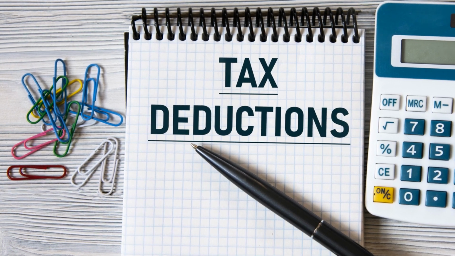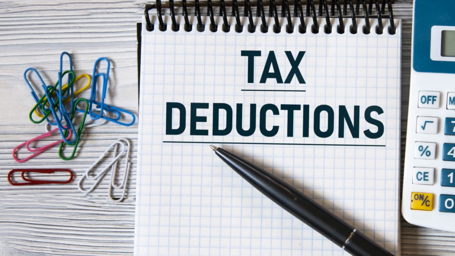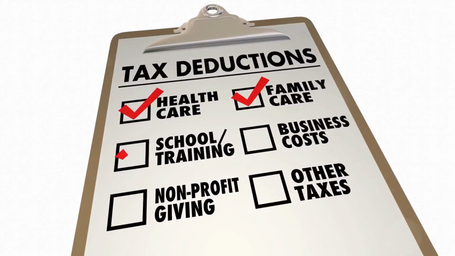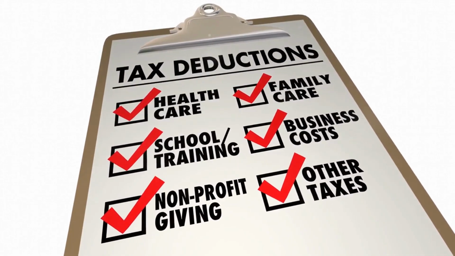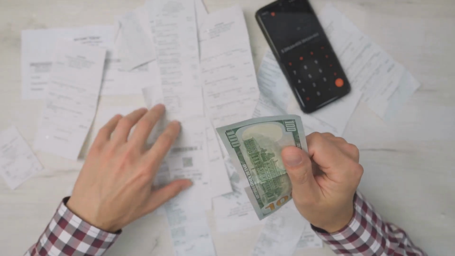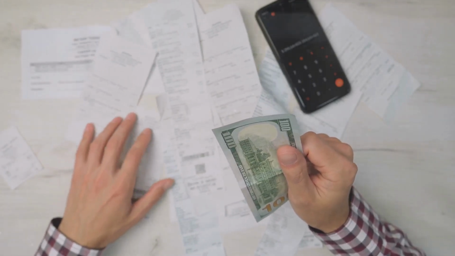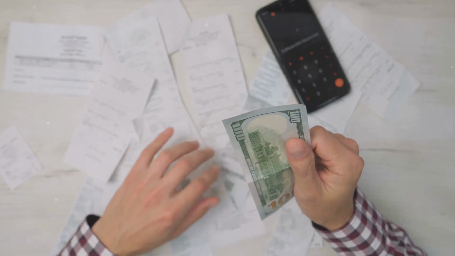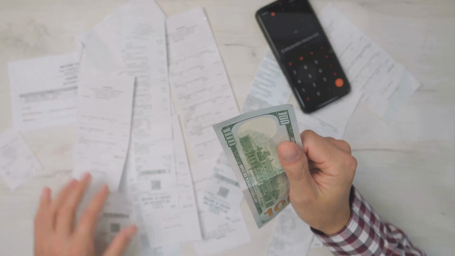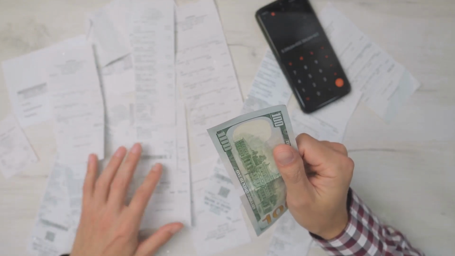After identifying your filing status, you need to decide whether to take the standard deduction or to itemize your deductions. The standard deduction is a set amount that reduces your taxable income. Itemizing deductions, on the other hand, allows you to list eligible expenses to lower your taxable income. If your eligible itemized deductions exceed the standard deduction, it's beneficial to opt for itemizing.